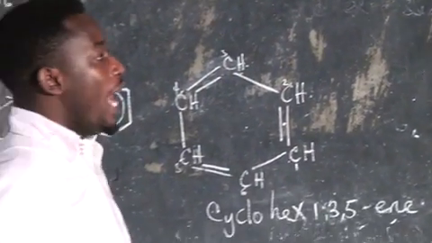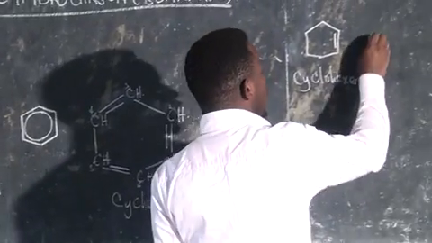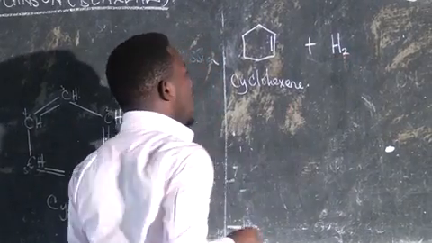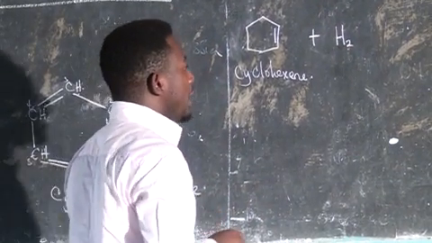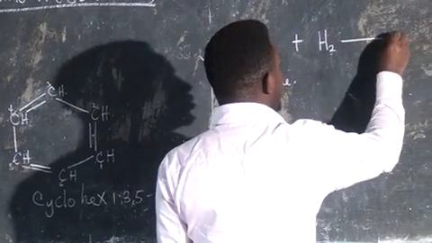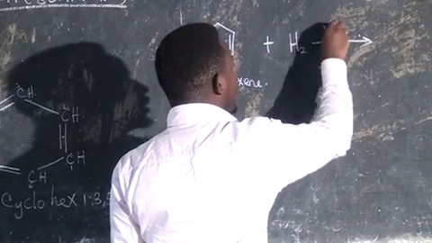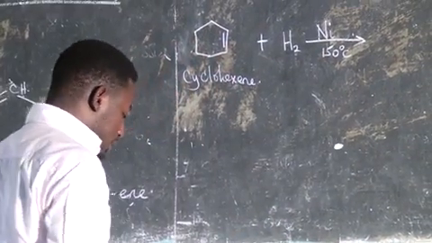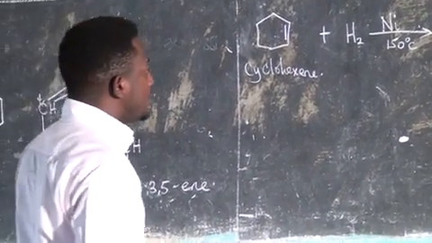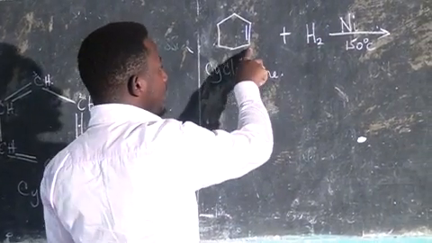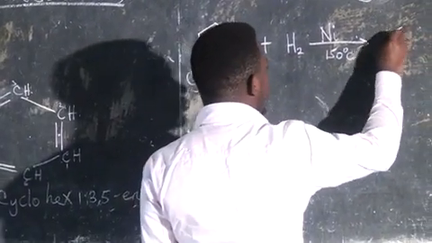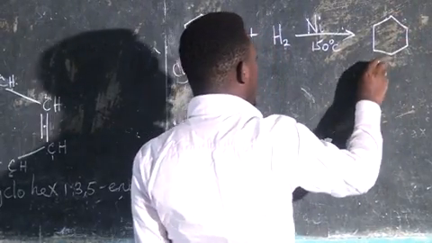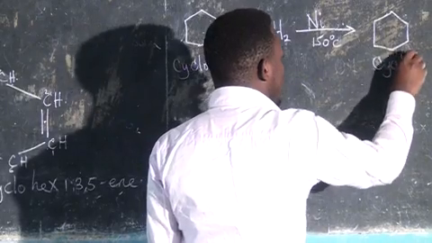If I want to hydrogenate cyclohexene, of course, hydrogenation is simply addition of hydrogen in the presence of a catalyst. Probably I'm going to use nickel at 150 degrees. That means that one hydrogen will come here, another one here, leading to formation of an alkane. In that case, we shall call it cyclohexane.